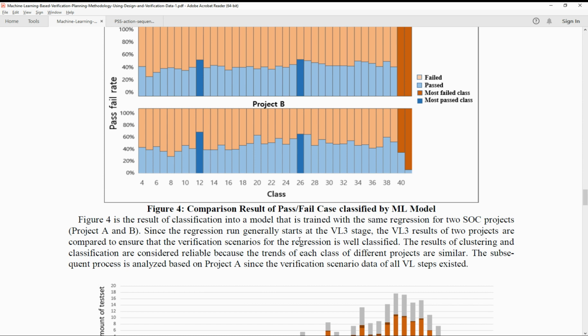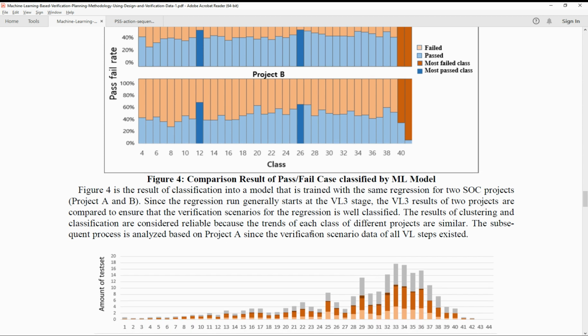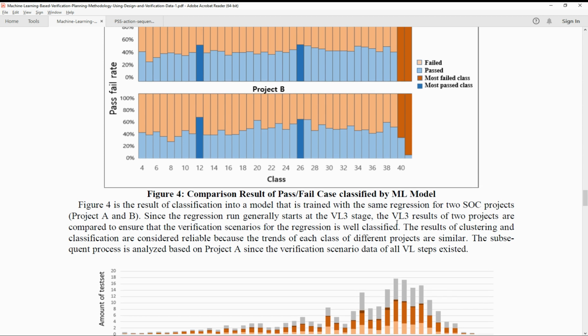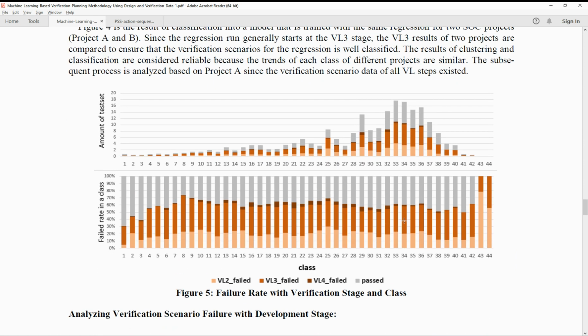The results of the clustering and the classification are considered reliable, and the trend of each class in the different projects is similar. The subsequent process is analyzed with project A, since the verification scenario data are available for all development steps used. Figure 5 shows the failure rate by verification stage and class.